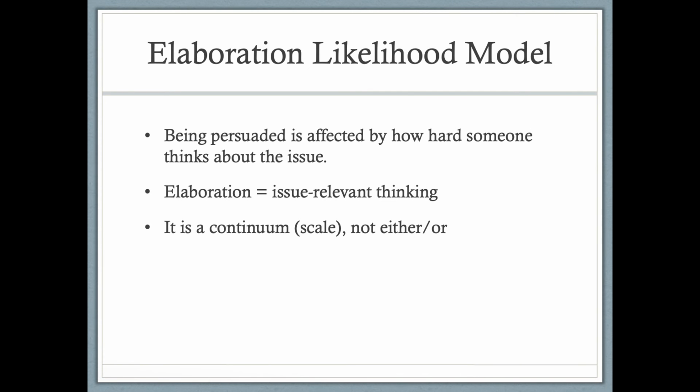The elaboration likelihood model is the final theory we're going to talk about. And basically what this means is that being persuaded is affected by how hard someone thinks about an issue. Elaboration is a term that means issue-relevant thinking, how hard they think about something. And it's important to note that this is not either or, it's on a scale.